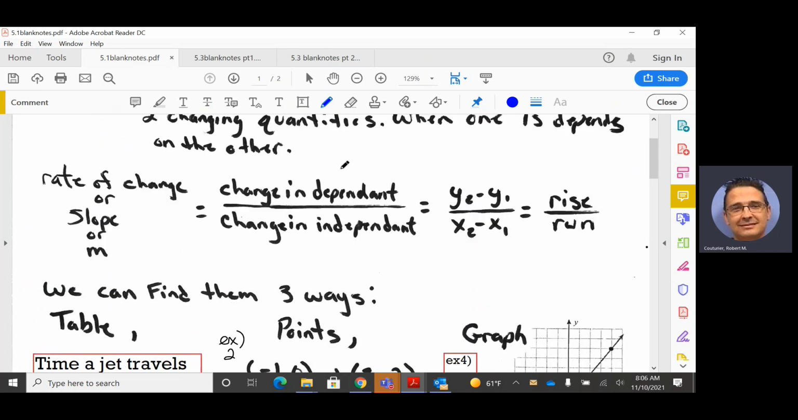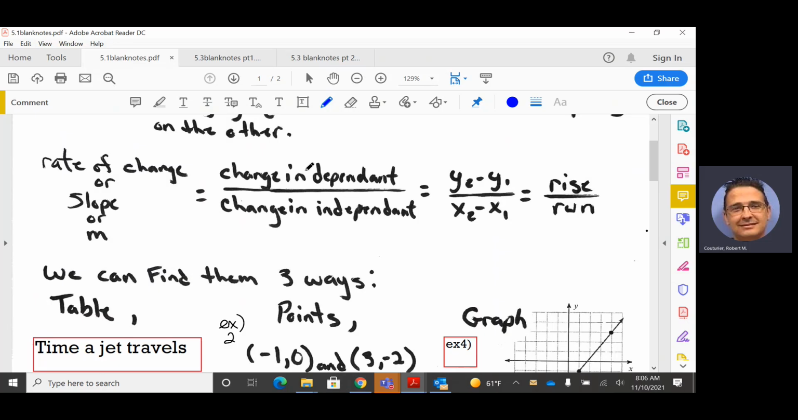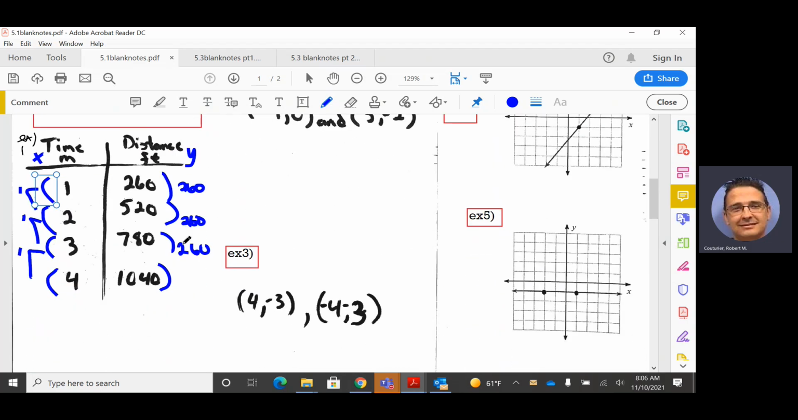If you look at our first formula, what is the change in the dependent variable? Our y's, these are our dependent, and this is our independent. So we're taking the change in y divided by the change in x, the change in your dependent divided by the change in your independent. So you take 260 divided by 1. Our slope is 260.